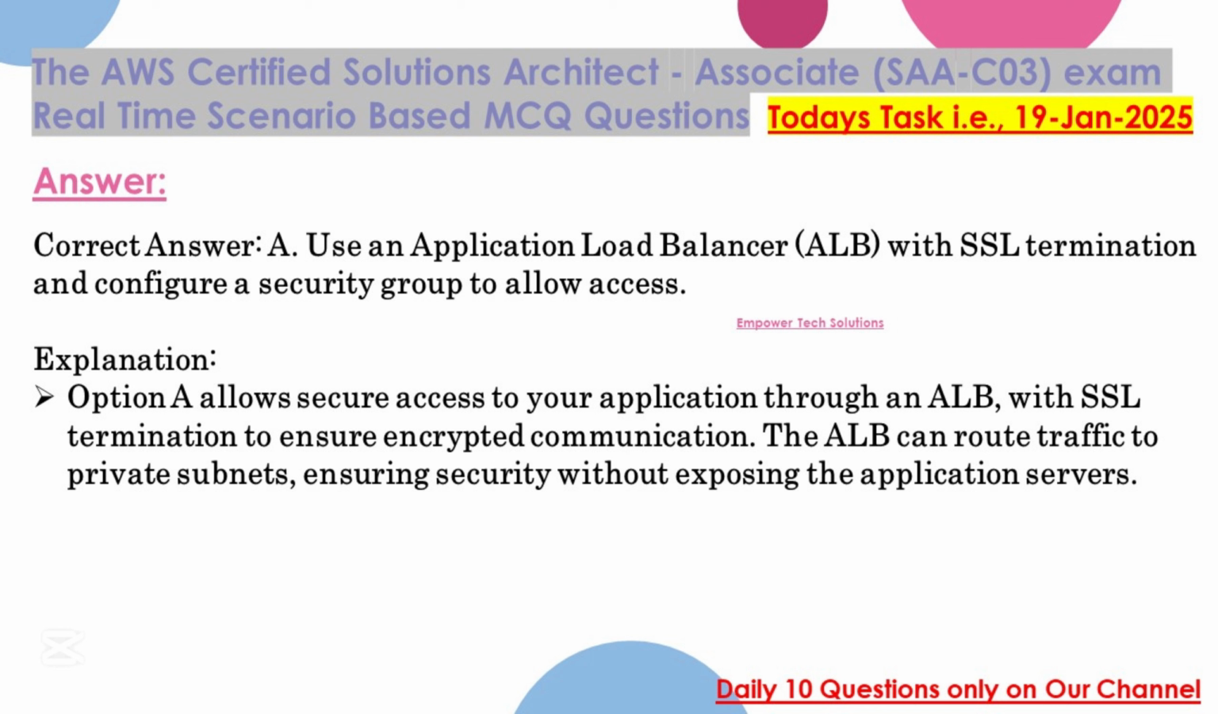Explanation: Option A allows secure access to your application through an ALB, with SSL termination to ensure encrypted communication. The ALB can route traffic to private subnets, ensuring security without exposing the application servers.